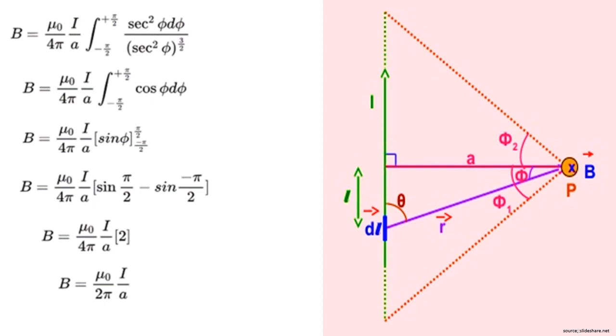On substituting the limits in the equation, we get B equals mu naught upon 4 pi I upon a into (sin pi by 2 minus sin minus pi by 2), which gives B equals mu naught upon 4 pi I upon a into 2, and B equals mu naught upon 2 pi I upon a. That means the magnetic field at point P due to the long straight wire is B equals mu naught upon 2 pi I upon a.